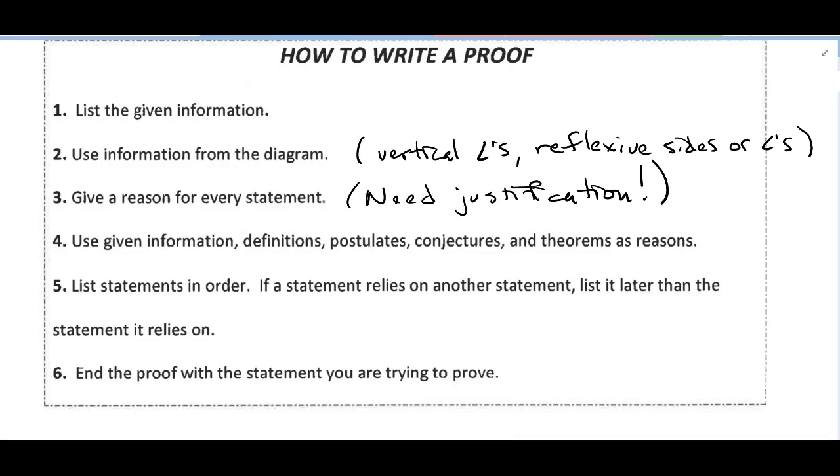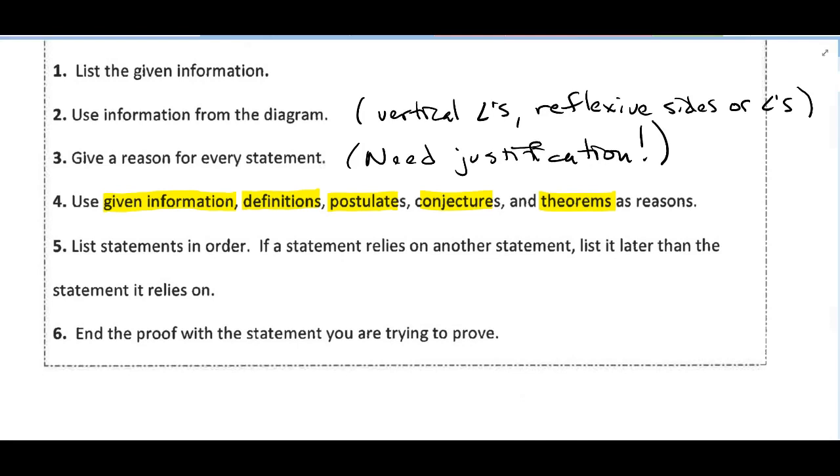All right, and then we're going to use given information, definitions, postulates, conjectures, and theorems. So these are the things that are going to go in our reasons column. And again, we're going to do a bunch of examples. Okay, these are the different things that go in the reasons column. And then you want to list the statements in order. So certain statements come from other statements, so you have to have them in a correct order. And then finally, you're going to end the proof with what you are trying to prove.